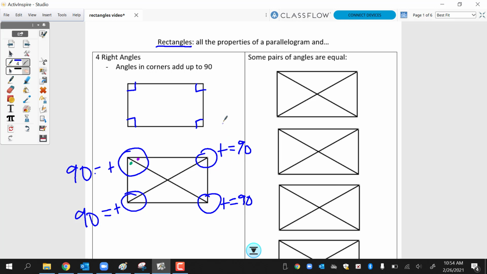Okay. So if you know one side, then you're writing that equation to solve because you know that they should be adding up to 90. Well, what else do we know about the angles?